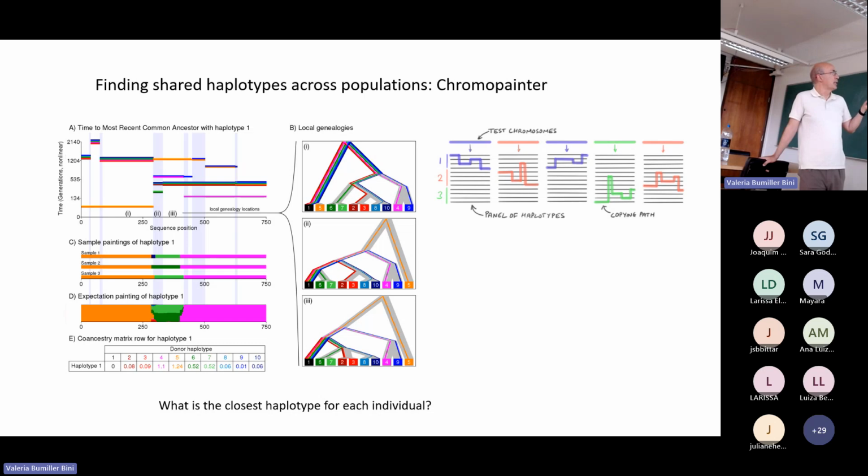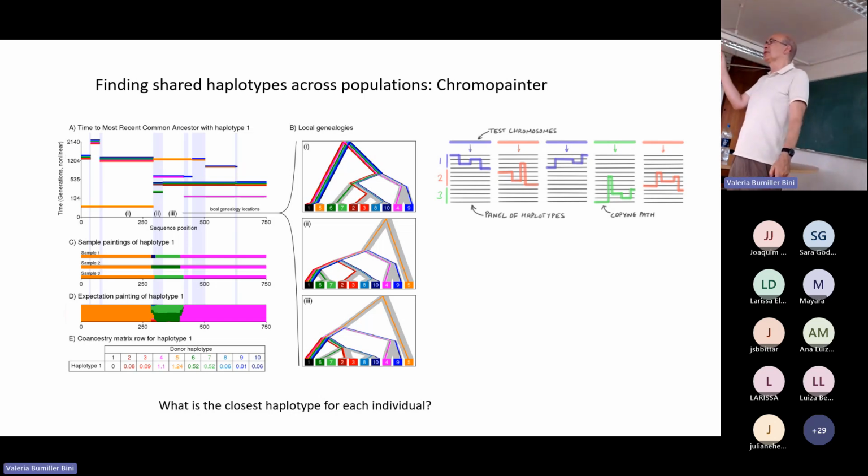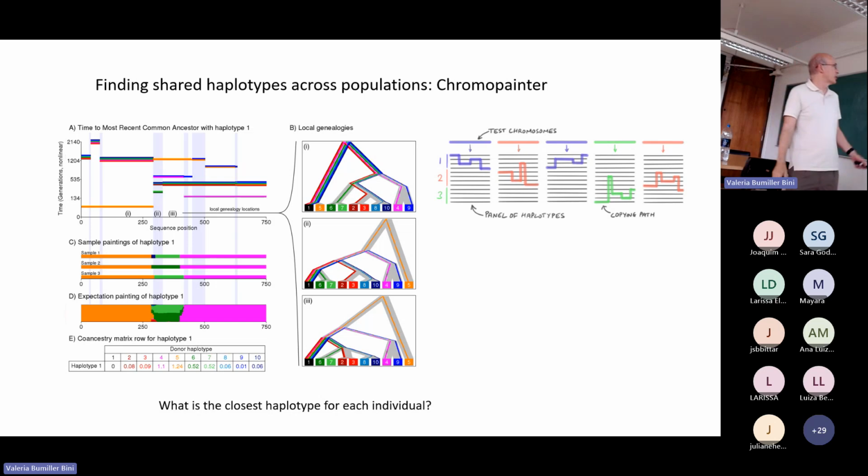I won't go into the details, but there's this program called Chromopainter that basically finds shared haplotypes between individuals.